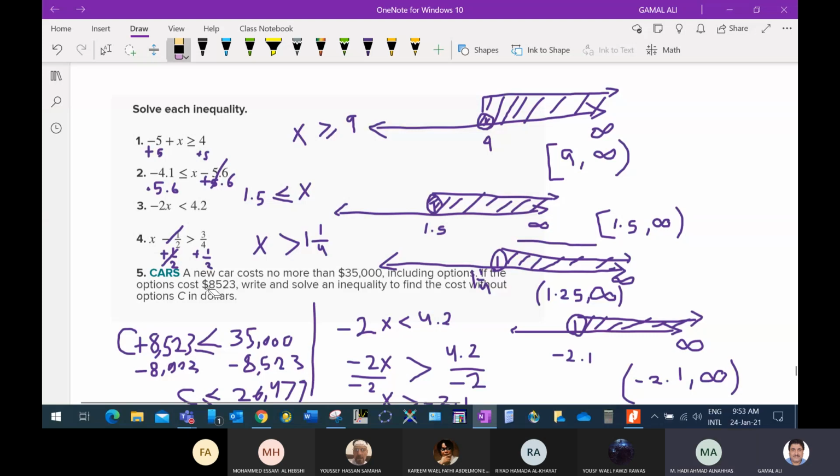If the options cost 8,523, write and solve an inequality to find the cost without options, T, in dollars. When you go to buy the car and the salesman asks you what is the expected price you want to buy the car for, you tell him I need the car for no more than 35,000.